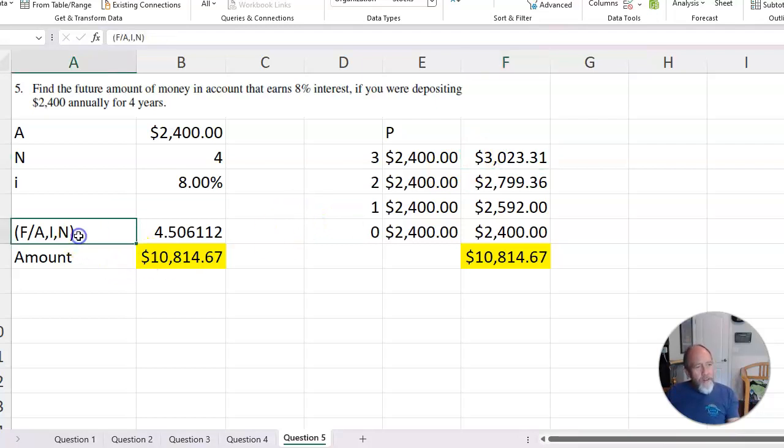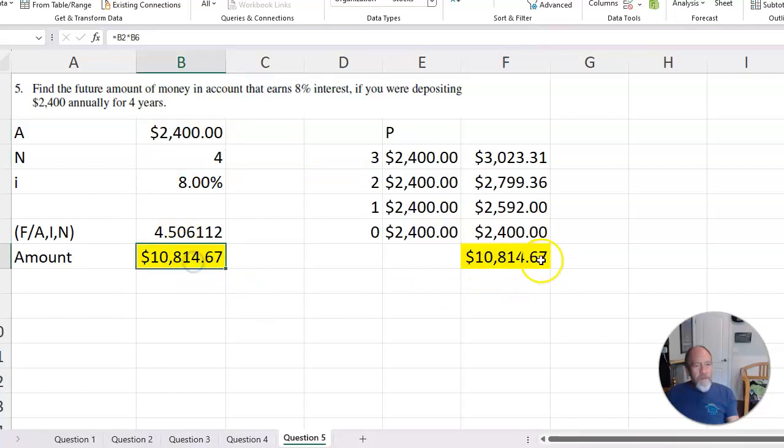However, there actually is an equation for that. That's the F over A, A standing for annuity, and that has an equation for it right here: 1 plus i to the n minus 1 over i. That will give you a number. Then you multiply times the A to get the F.